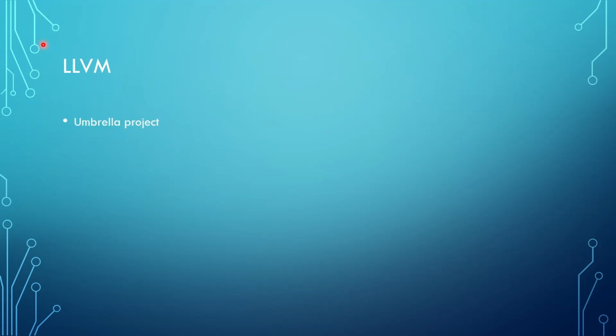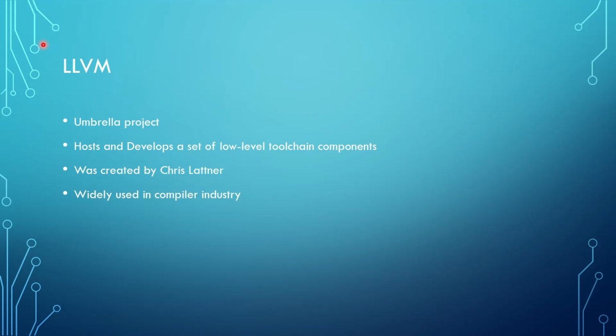LLVM is an umbrella project that consists of a number of sub-projects. The name LLVM was earlier an acronym, but now it is just a brand name for the entire project. This project hosts and develops a set of low-level toolchain components like assemblers, compilers, and debuggers. It was created by Chris Lattner and now it is widely used in the compiler industry.